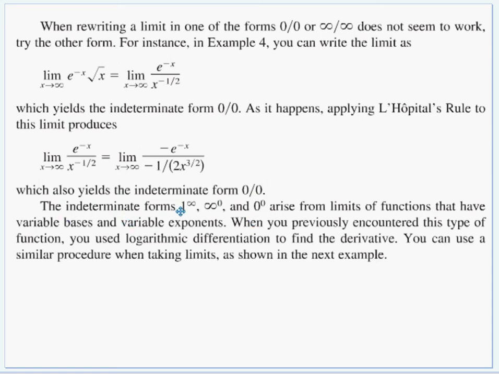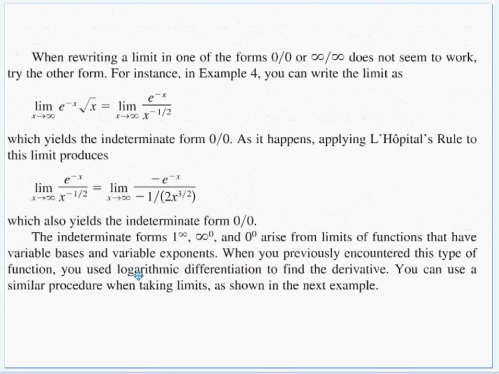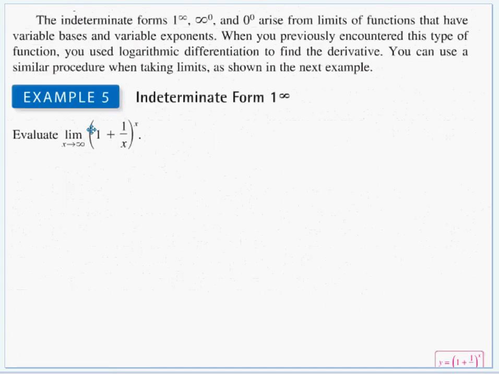The indeterminate forms 1 to the infinity, infinity to the 0 power, and 0 to the 0 power arise from limits of functions that have variable bases and variable exponents. When you've previously encountered this type of function, we used logarithmic differentiation to find the derivative. We can use a similar procedure when taking limits, as we are going to see in the next example.